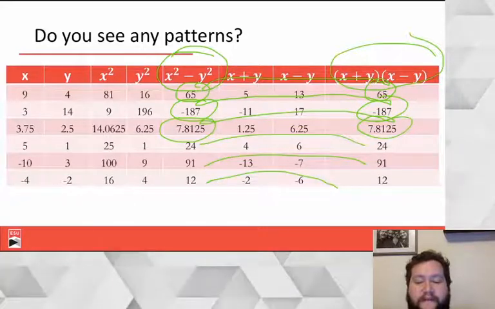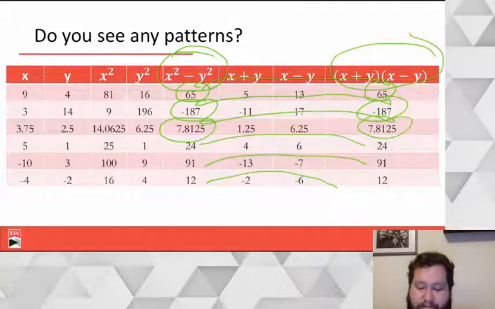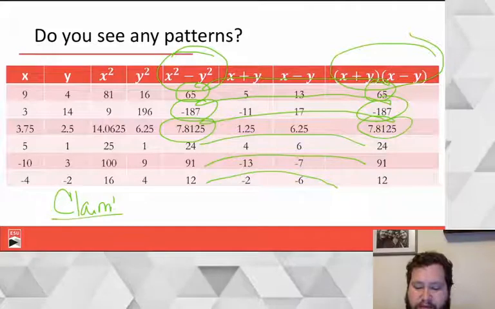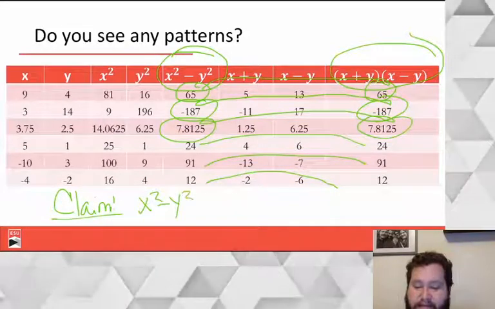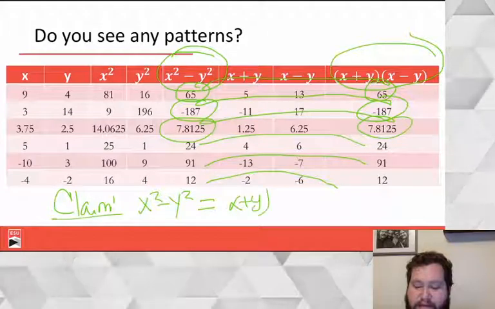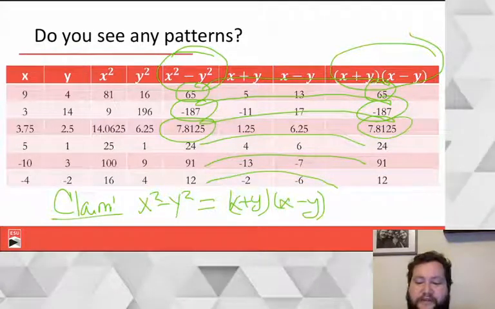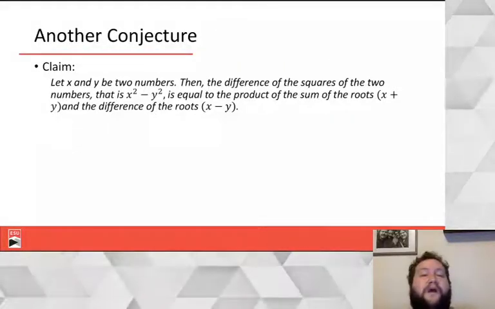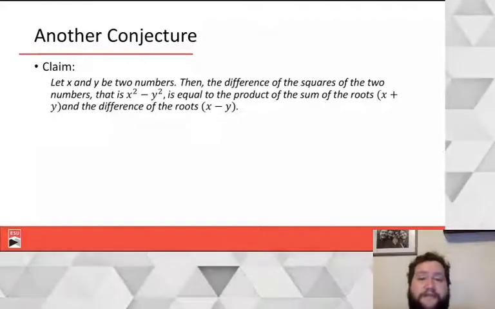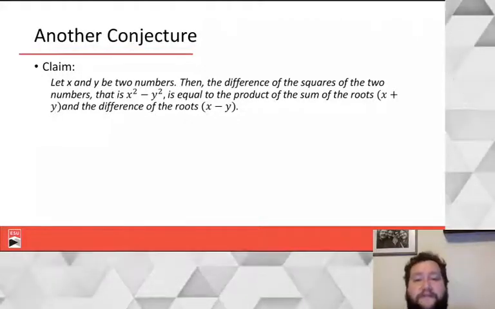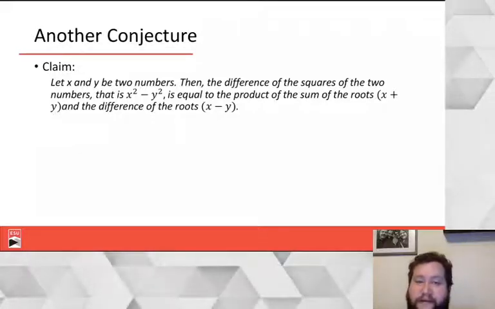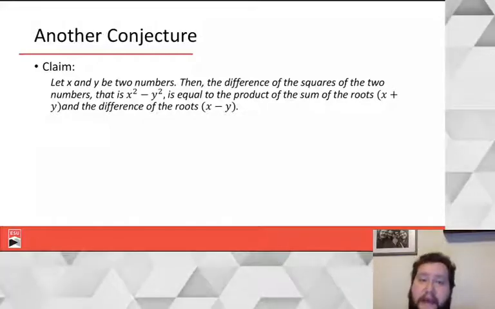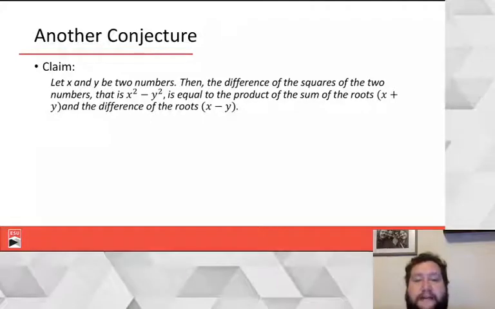But again, if I want to call this a claim, so claim: x squared minus y squared is the same as x plus y, x minus y. And I'm actually going to put that into a little bit more words on the next slide. So my claim is, if x and y are any two numbers, and they can be any two numbers, then the difference of the squares of the two numbers, x squared minus y squared, is equal to the product of the sums of the roots. So that's x plus y, and the difference of the roots, x minus y.